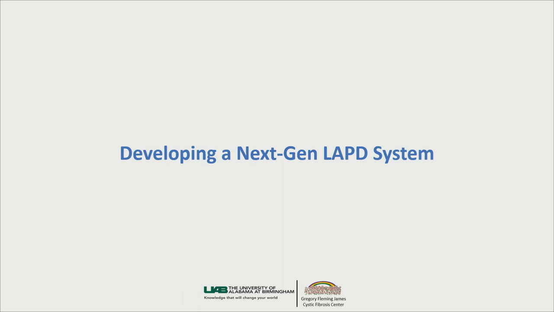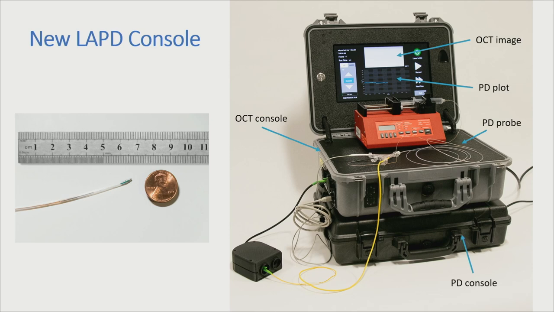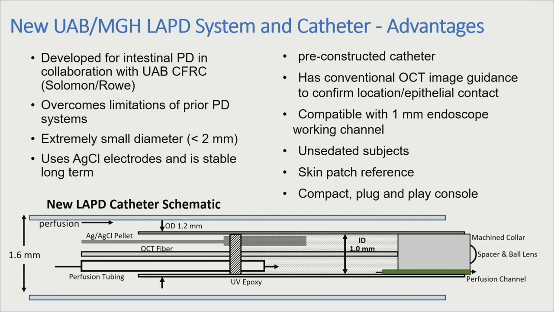So we have embarked on developing a next-gen LAPD system, or lower airway potential difference system, in collaboration with Gary Tearney's group at the Wellman Center for Photomedicine at MGH in a long-standing collaboration. This would involve an integrated console system which can be used at multiple sites in a much more simplified fashion in an OR or potentially even an outpatient fashion, with a very small catheter which has some significant advantages, which I'll delineate in just a few moments. The advantage of this catheter and system is that it overcomes the limitations of prior potential difference systems. It uses a very small diameter system with very stable electrodes built into the catheter itself, so pre-construction is not necessary.